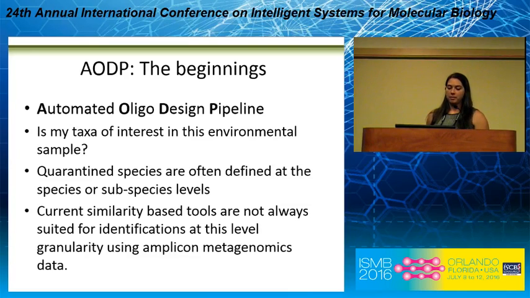Automated oligo design pipeline. Unlike all the other talks so far, I'm looking at environmental sequencing, and this application came from wanting to know if my taxa of interest was in an environmental sample, especially when we're looking at quarantine and regulated species. They're defined at the species or subspecies strain levels, and a lot of the similarity-based tools for metagenomics aren't really capable of this resolution, especially when we're using amplicons.